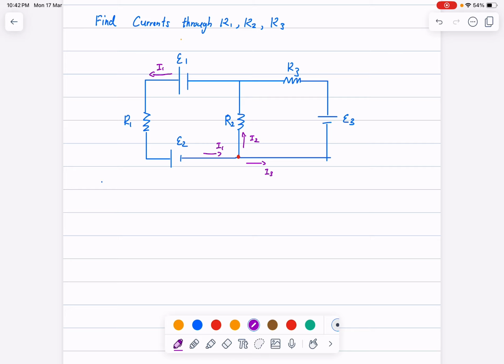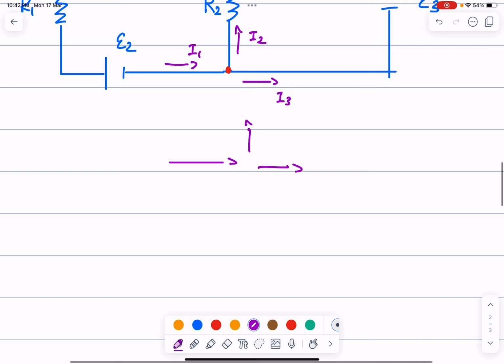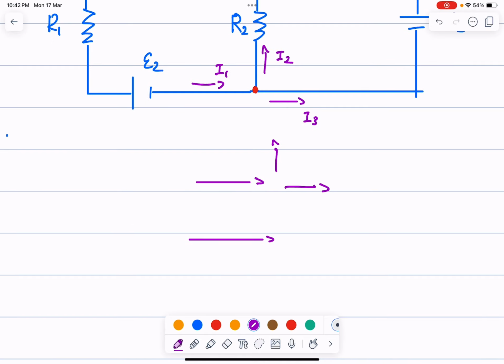And you may be wondering why it has to be in this direction. Why can't it be this direction, or some other combination of I1 and I2 and I3? Yes, this will only affect the sign of the equation. You might, in the end, get a negative current. But the magnitude is the magnitude of the current. The negative means that it should have been positive all along.